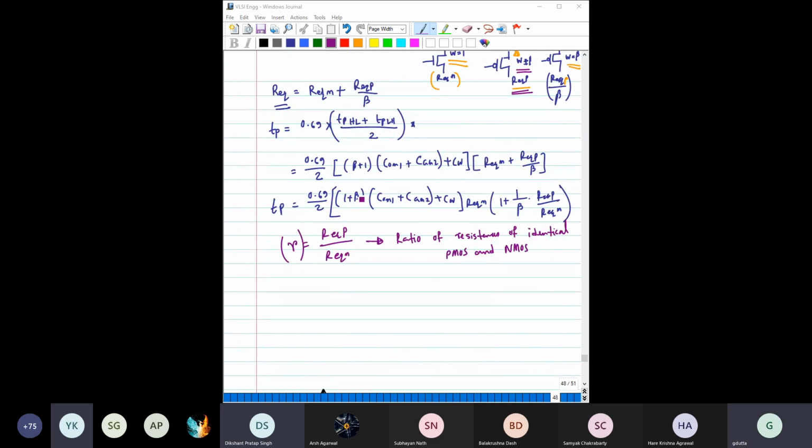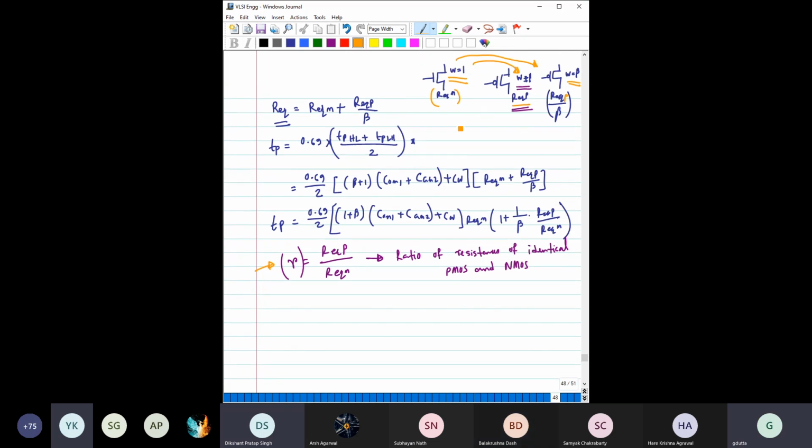Then from this discussion, can you please tell me what is this R? If you have understood this part, then you should also be able to tell me what this R is. WP by WN? No, it is not WP by WN. You are saying WP by WN, but WP is beta times that of WN.